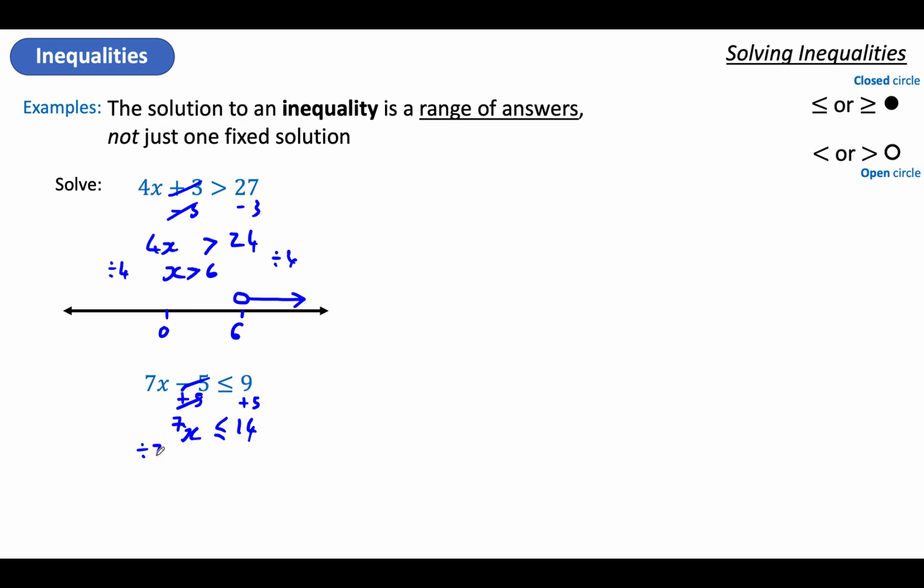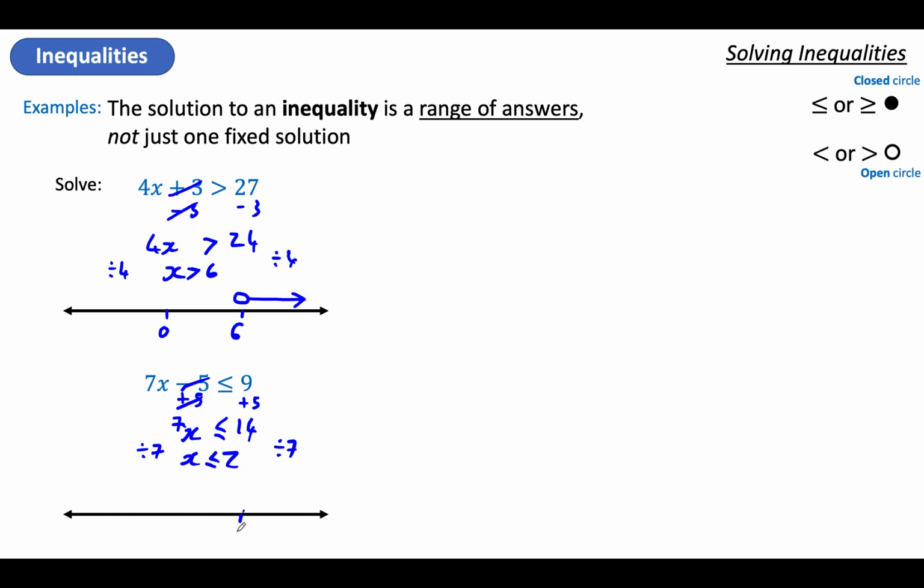And then divide by that number touching the letter. We don't want 7x. I just want 1. So cut it into 7 pieces. 1x must be 2. That makes sense, doesn't it? Because 7 times 2 is 14. Yeah. So x has the value of 2 or anything smaller. So there's my number line.